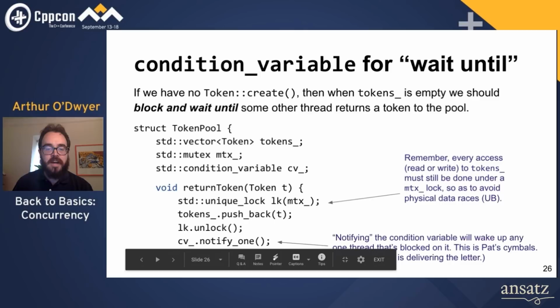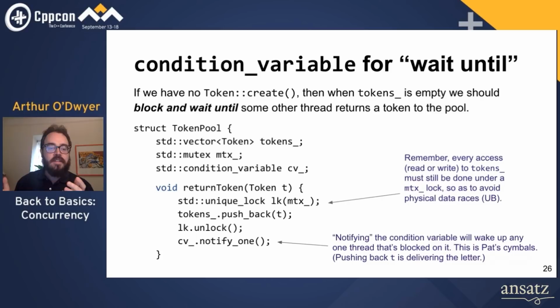I'm putting my message into the mailbox here. I'm raising the flag on the mailbox at the same time because the flag on the mailbox is tokens empty, basically. And then I clash my symbols. Condition variable has a method called notify one. It also has a method called notify all. Notify one will wake up one individual who is waiting on that condition variable. Notify all will wake them all up. Again, they could wake up spuriously when a truck backfires, but we're not worrying about that at the moment.